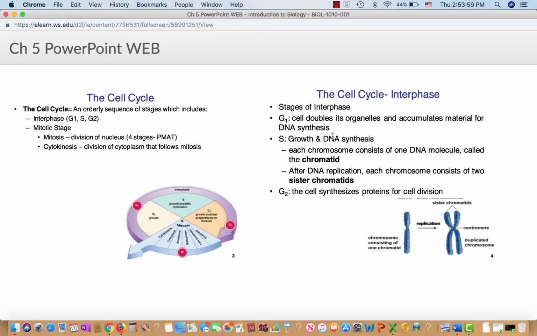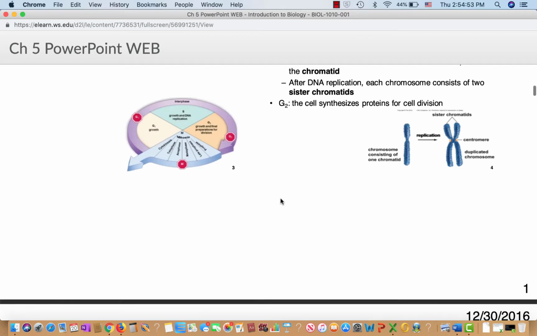So starting with interphase, G1, you double the organelles and accumulate all the material you need for DNA synthesis. For S phase, you grow and synthesize DNA. Each chromosome consists of one DNA molecule called a chromatid. After DNA replication, each chromosome consists of two sister chromatids. So you go from one, you copy it, and you bind them together here at the centromere so that you've got everything kind of organized and together. And then once you've done this, you move into G2, which synthesizes all of the proteins necessary for cell division.